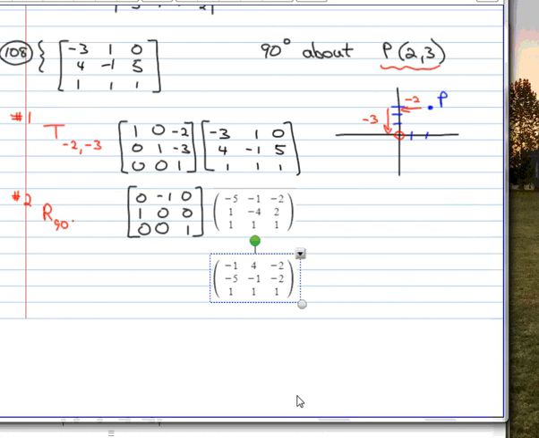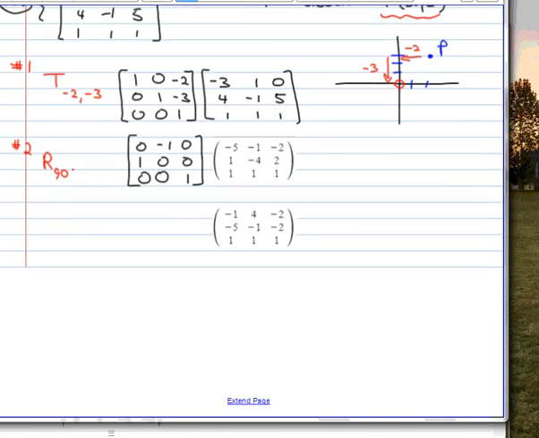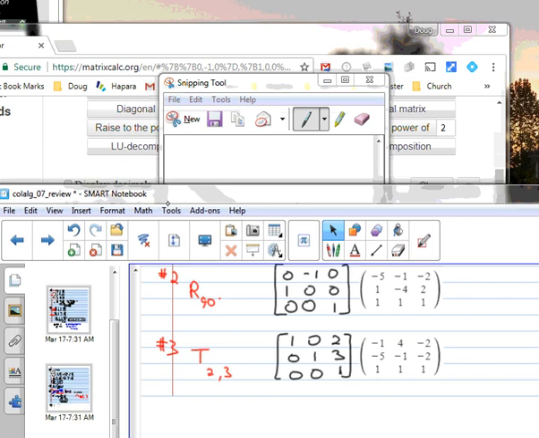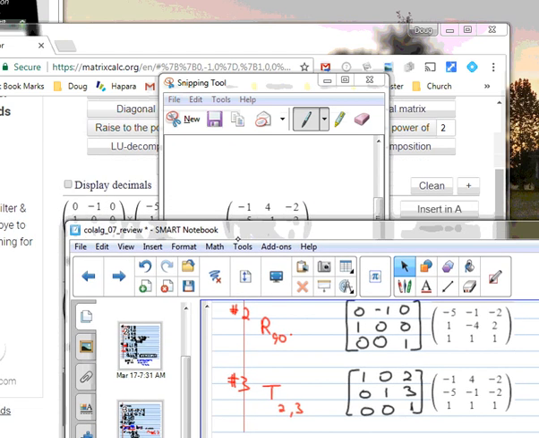Now what do I need to do? I need to translate it back to where it came from. So step number 3. Multiply by the thing on the left over positive 2 and 3? Correct. We need to translate it now right 2 and up 3 to get it back to where it belongs. And that one, again, you should know, I should know, 1, 0, 0, 0, 0. So it's going to be right 2 and up 3. Do that down in the corner where we can see that one.